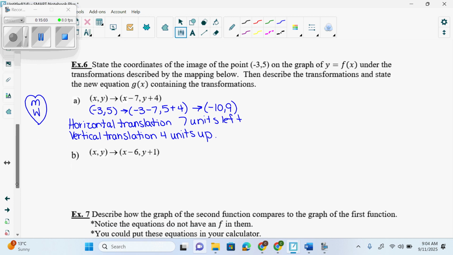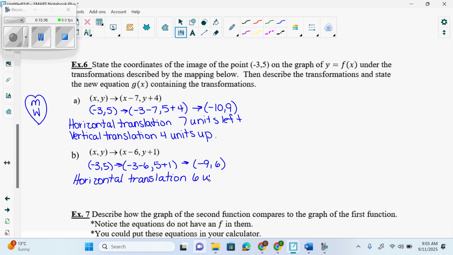The next one I'm going to apply negative 3, 5 as my original to these. Negative 3 minus 6, 6 left. 5 plus 1, 1 up. So I'm going to get negative 9 and 6. Now once again I'm doing words of mapping. Same, right? So if I'm going x minus 6, that's a horizontal translation, 6 units left. And a vertical translation, 1 unit up.